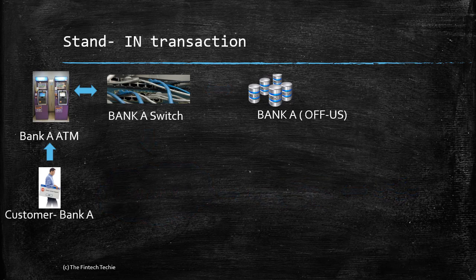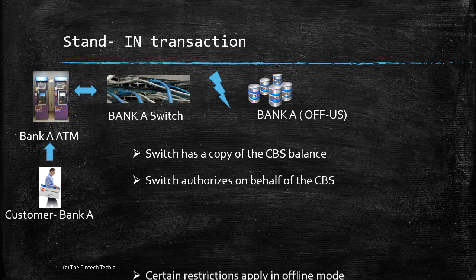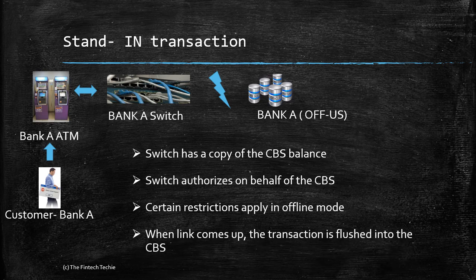Now let's try to understand what is a stand-in transaction. So in many cases, the connection between the Bank A switch and the Bank A CBS breaks due to a telecom disruption. So in such cases, the switch authorizes on behalf of the CBS because it has got a copy of the balance within itself. However, obviously, there are certain restrictions which apply in offline mode, as it is highly prone to fraud. So when the link comes up, the transaction gets flushed into the CBS and the account balance is debited or credited.